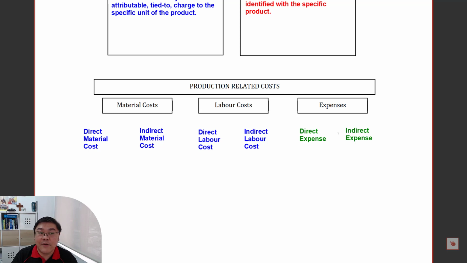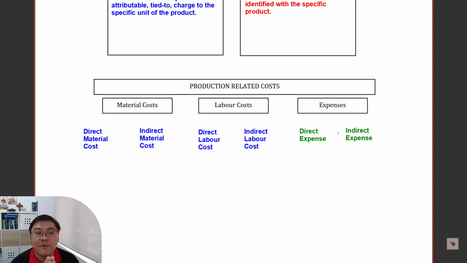For example, I'm very sure that you will be able to relate to this idea. To sell the products, I need to have advertisement. Now, when you put up an advertisement in social media, what cost is this? It is an expense, agreed? It's not material, it's not labor, it is an expense. But the next thing is, what expense is this? This is a promotional cost, a marketing cost. So it's nothing to do with the product.